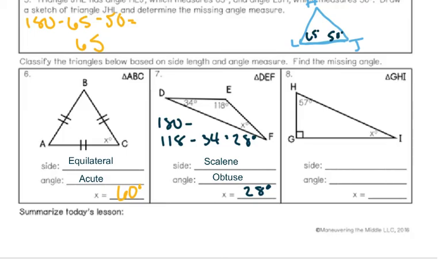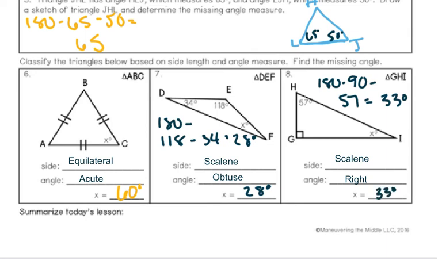So looking at this triangle, none of the side lengths are indicated to be the same. So that is a scalene triangle. Looking at the angles, there is this one right angle right here, which tells me that this is a right triangle. Finally, we can determine the missing angle measure by taking 180 and subtracting the 90-degree angle that I know and the 57-degree angle to be left with 33 degrees for our last angle of x.